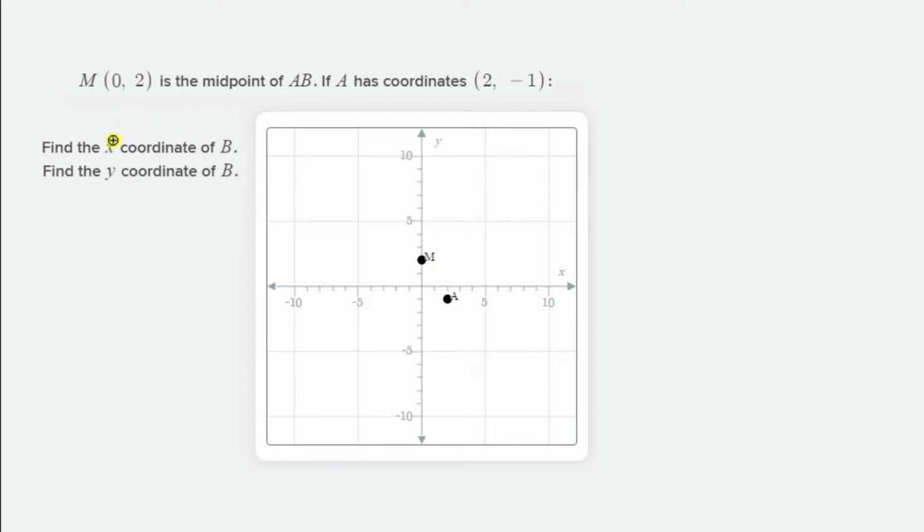They would like us to find the X and Y coordinates of B. That would be the other end of the line. We've got a couple ways we can do this, and thankfully with the graph, we can actually do this just by counting the squares on the graph and figuring out the numbers that are required to climb or fall from one to the next. I'm just going to zoom in on the graph a little bit.